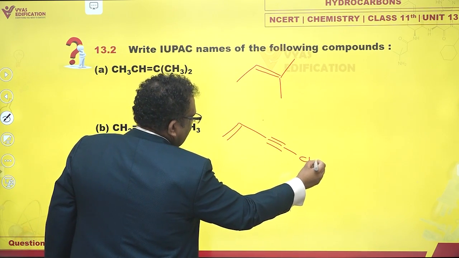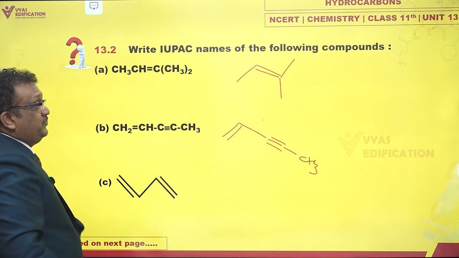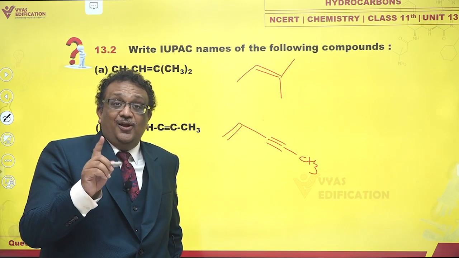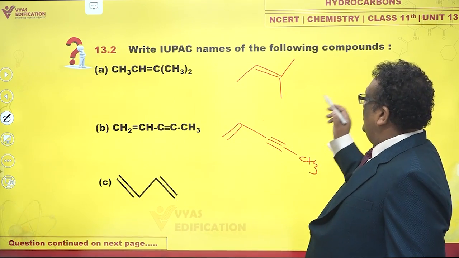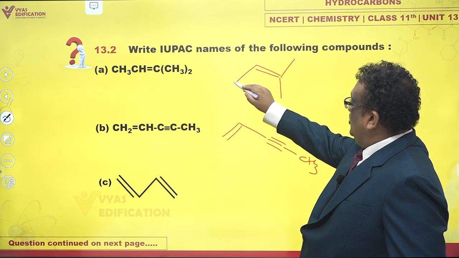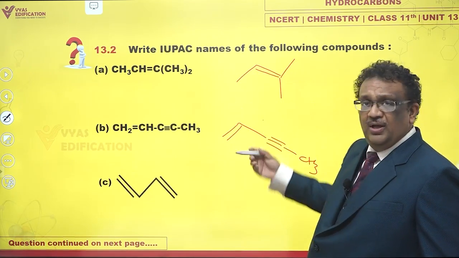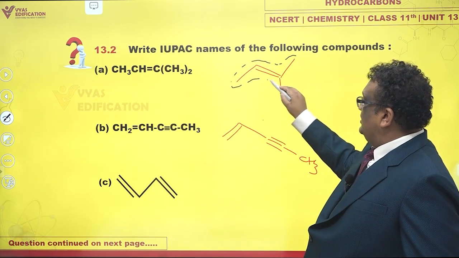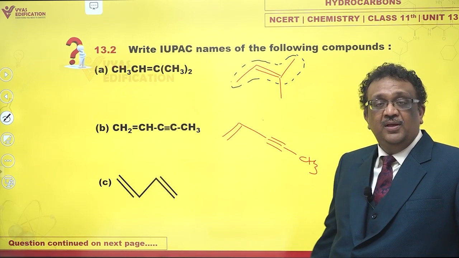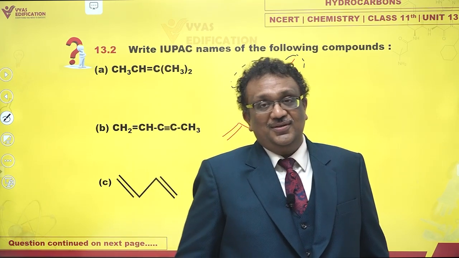And then I have CH3. A molecule like this, and this is already a bond line notation. Now what do I do? I choose the longest possible carbon chain. Well, that would be 1, 2, 3, 4. Whichever case you take, that chain looks like this only. Now from which end should I begin to count?